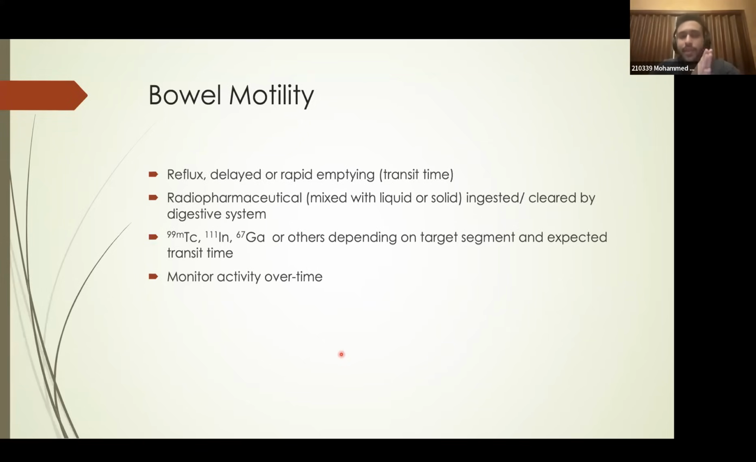Now, when we assess it, we're trying to see if it's due to a functional obstruction or if it's due to, for example, dysmotility, which is basically colonic inertia. We do this by using, for example, technetium-99, indium-111, or gallium-67. I don't know if it's important to remember these specifically, but remember the next slide.